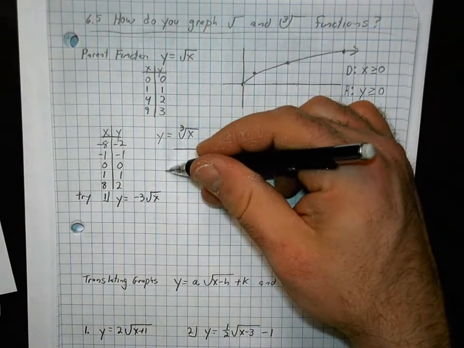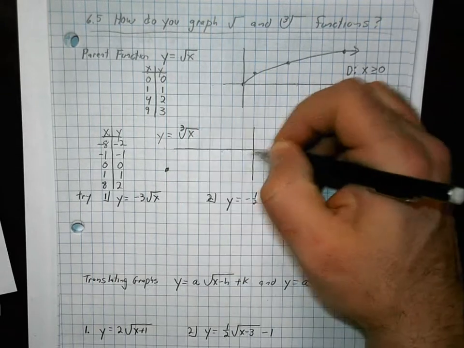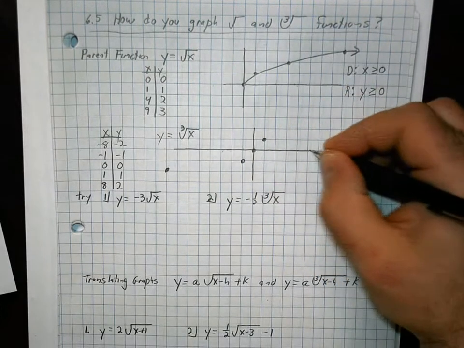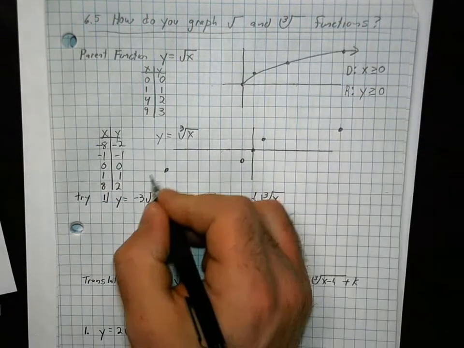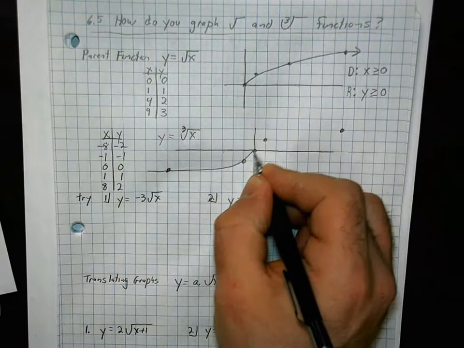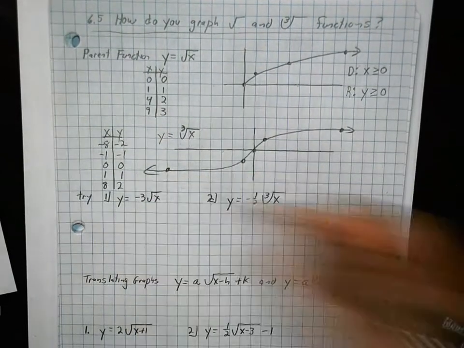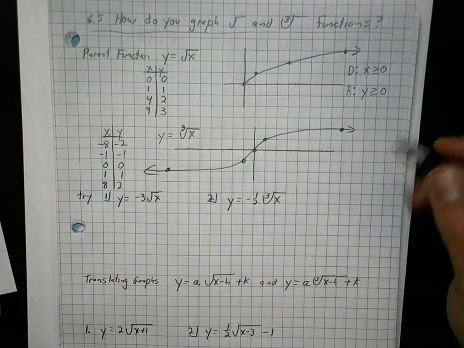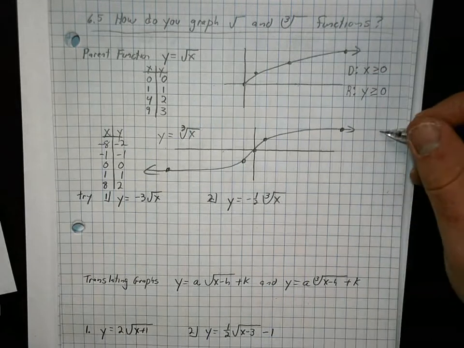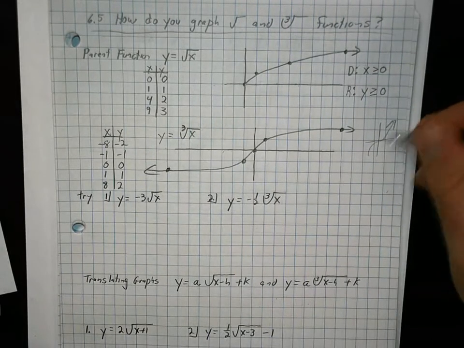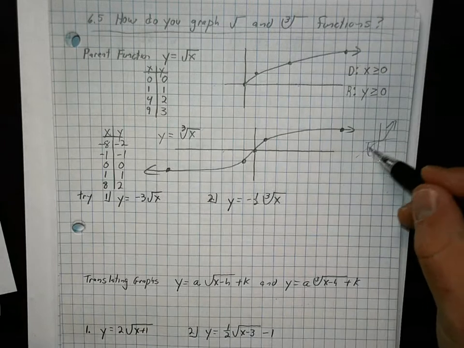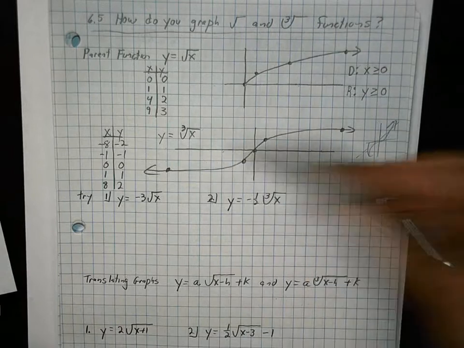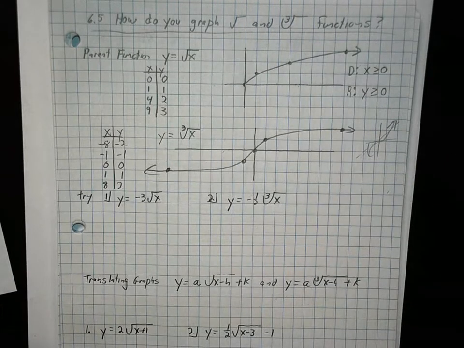Negative 8 gives negative 2. Negative 1 gives negative 1. 0 gives 0. 1 gives 1. 8 gives 2. So this graph looks like this. Okay. And if you remember what y equals x cubed would look like, y equals x cubed looked like this. So it's that same graph reflected on the y equals x line. And that's because the cube root and the cubed are inverses of each other.